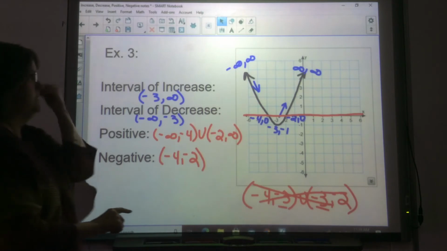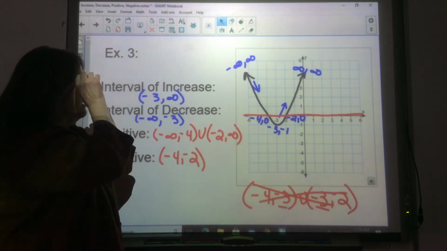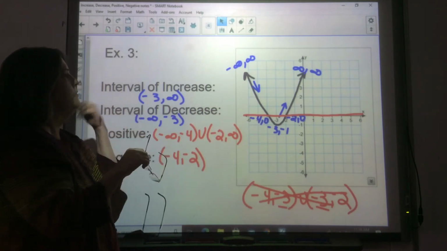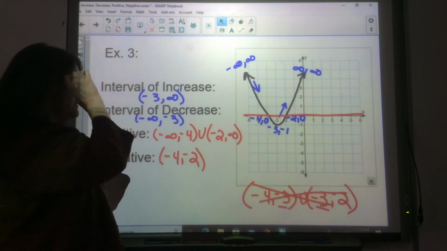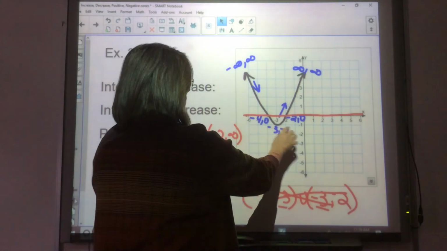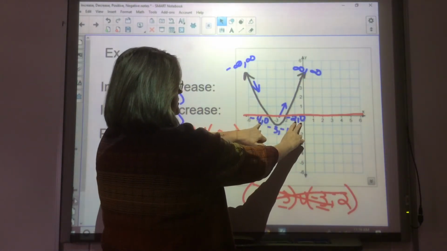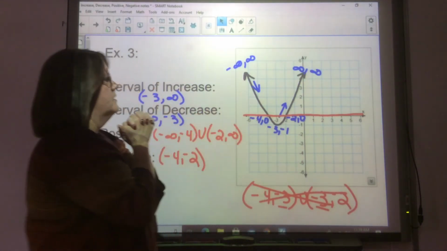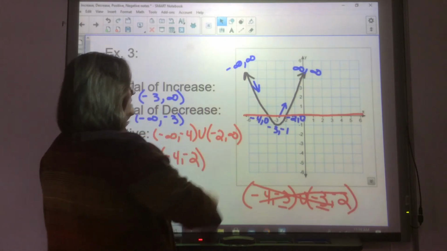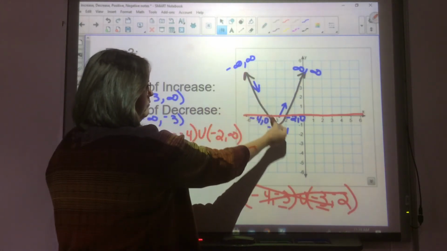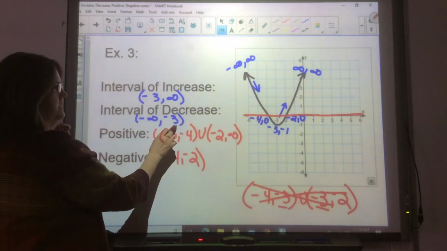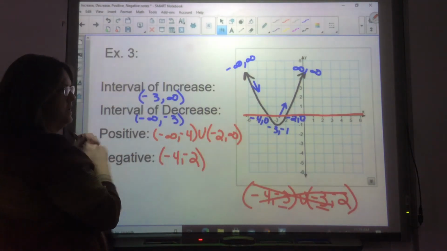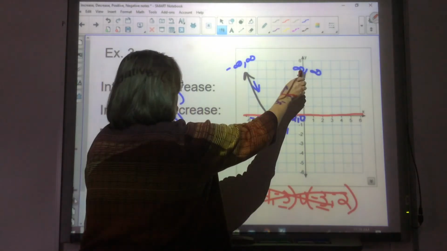Again, this is a quadratic graph. You want to label your arrows, which I did. You want to label your hills and valleys. Your valley is negative 3, negative 1. Your x-intercepts are negative 4, 0, and negative 2, 0. This one is decreasing. This is going downwards from negative infinity to negative 3. So negative infinity, negative 3. It is increasing from negative 3 to infinity.